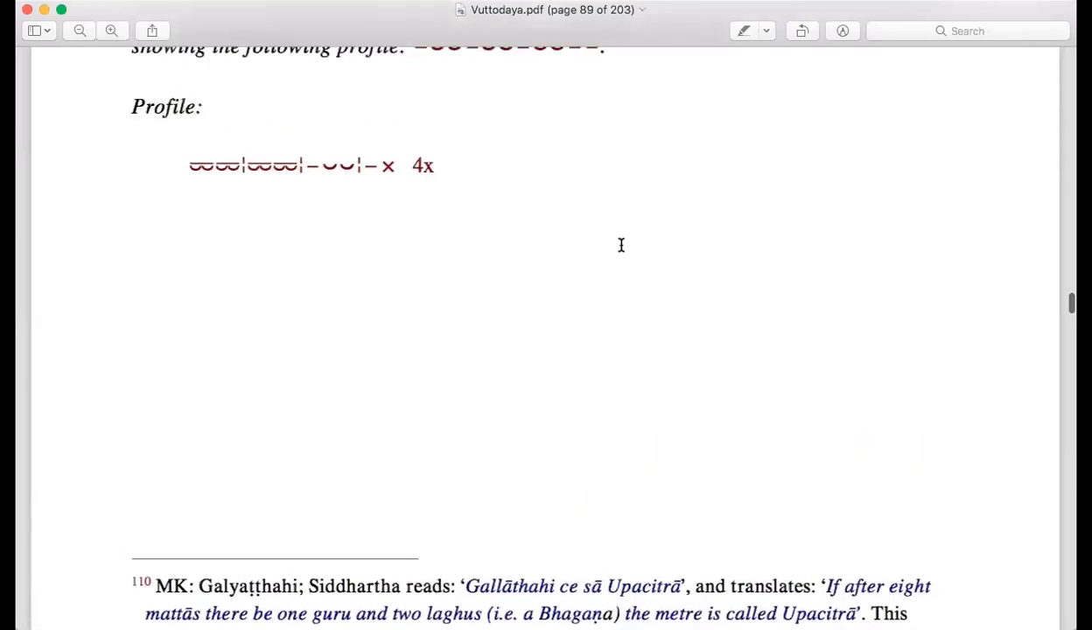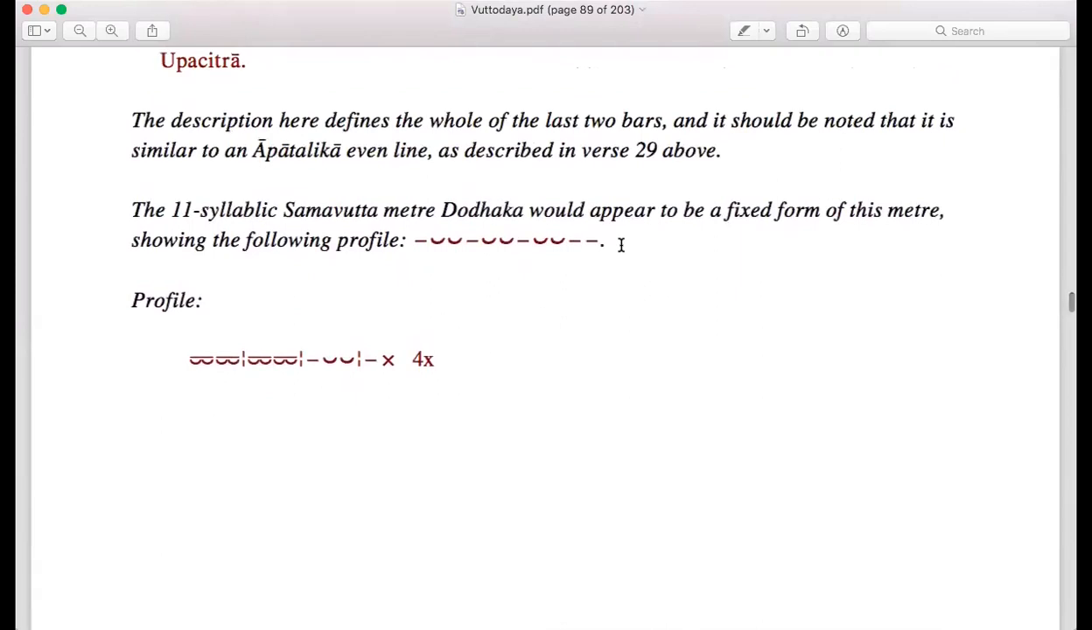In the profile we have the garu, lahu, in the after a syllable. Yeah, very good, you observed it. There is a bhagana, right? Bhagana and garu, as shown by Bhante Anand Jyoti also.